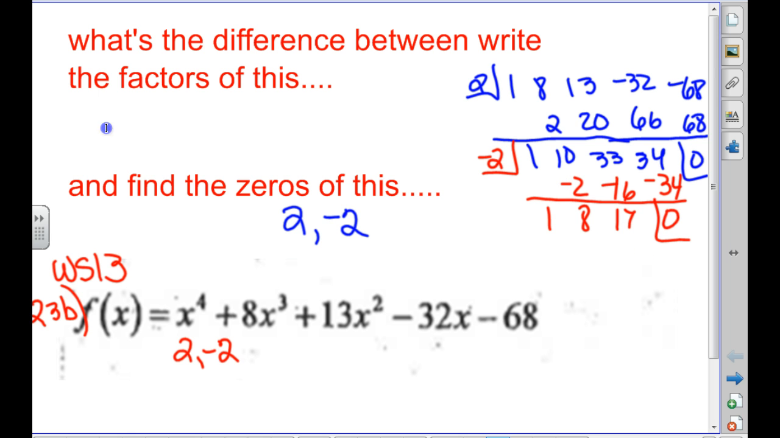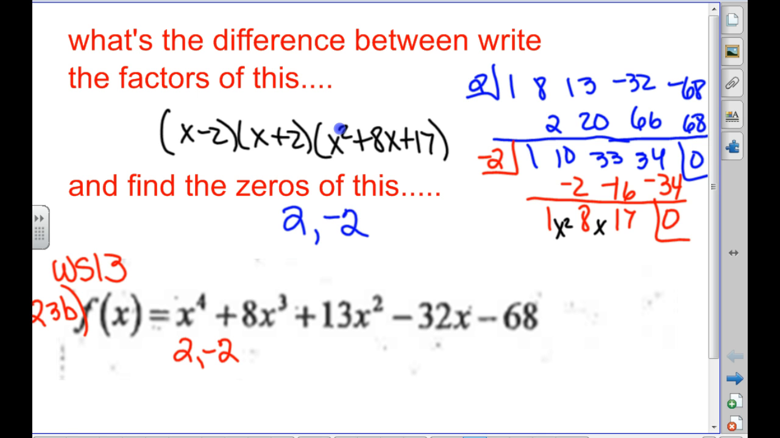So the factors are what? X minus 2, x plus 2, x squared plus 8x plus 20. All right, if it just said factor, that does not factor any further. So you're done.